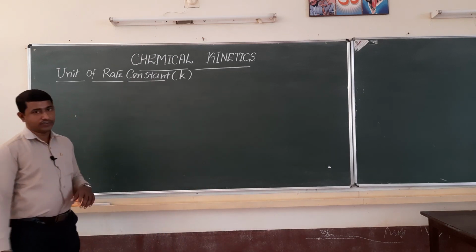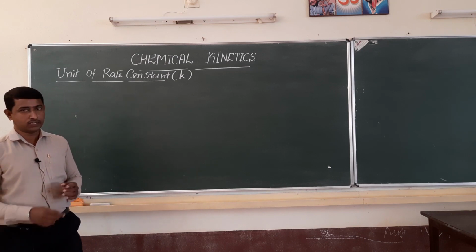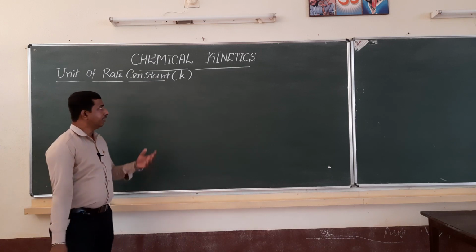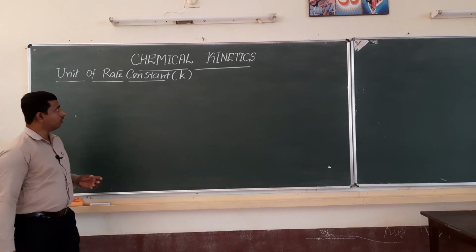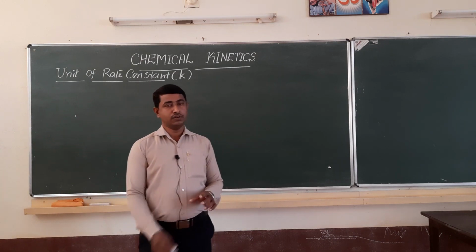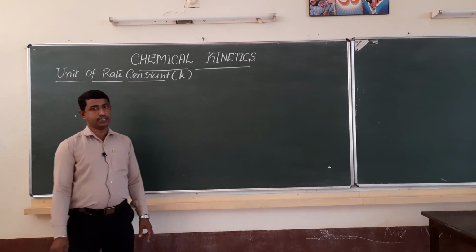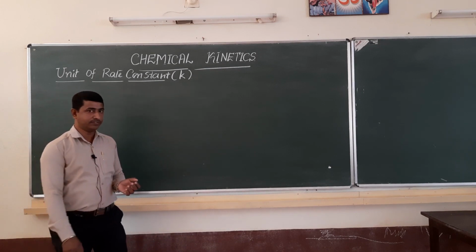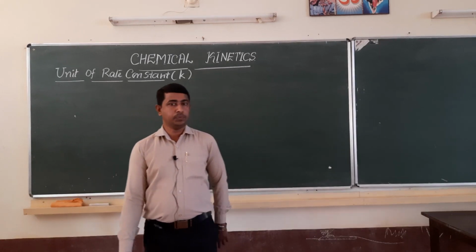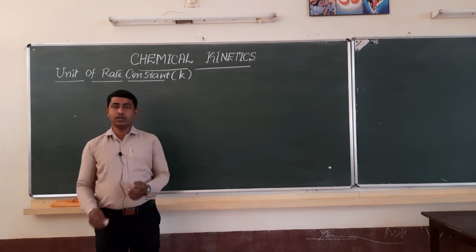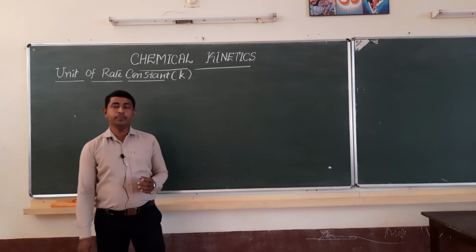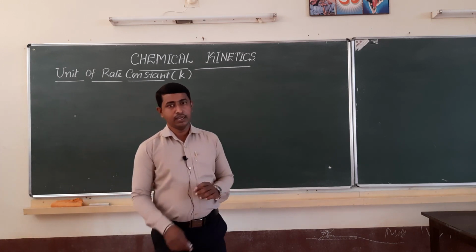See, in the last class, we discussed two different terms. One is order of a reaction, the other one is molecularity of a reaction. Let us recall it once again. Now, what is order? Order of a chemical reaction is nothing but the sum of powers of concentrations of the reactants in a rate law expression. Order is always obtained from the experimental data. It cannot be obtained from the balanced chemical equation.